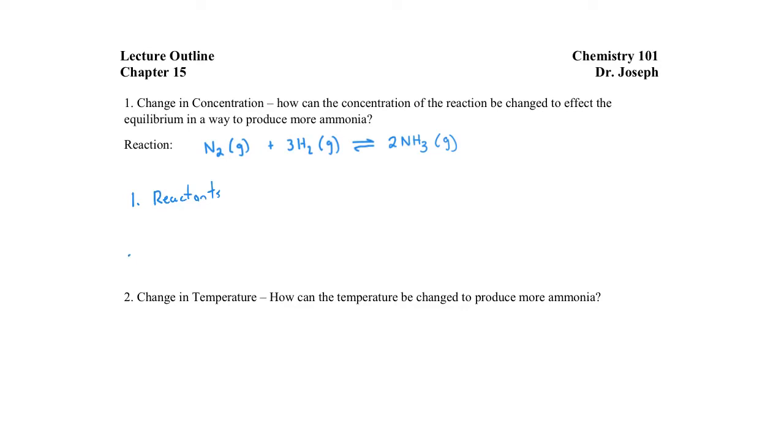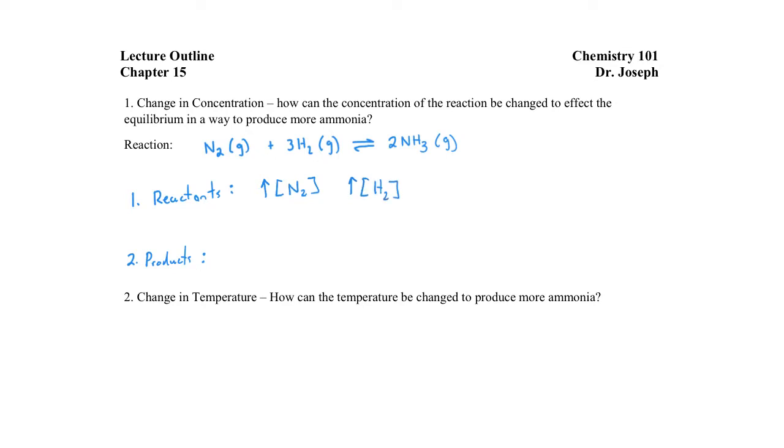So what can we do here if we want to change this reaction to drive it to the product side? Should we increase or decrease the concentration of the reactants? Well, if we want to drive the reaction forward towards the product side, that would mean we would need to increase the concentration of the reactants. So we would increase the concentration of nitrogen gas and also increase the concentration of hydrogen gas.